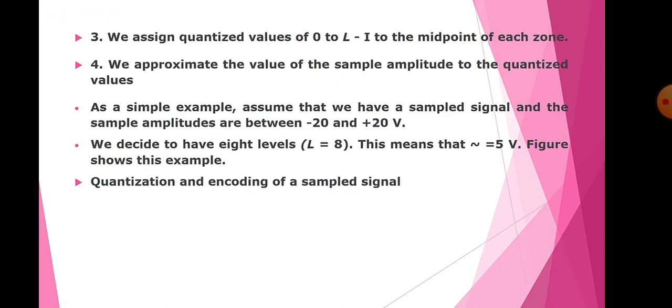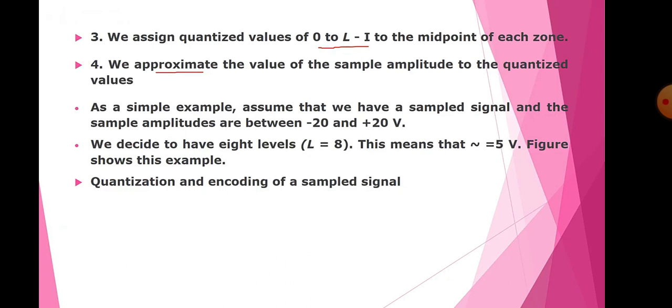So we assign the quantization values from 0 to L minus 1 to the midpoint of each zone. That is, quantization values can be assigned to the midpoint of each zone. So later we have to go for the approximation process. That is, we approximate the value of the sample amplitude to the quantized values.